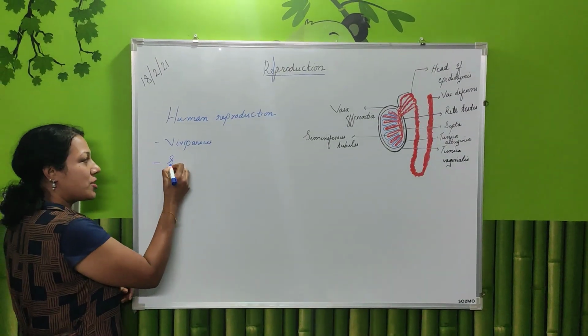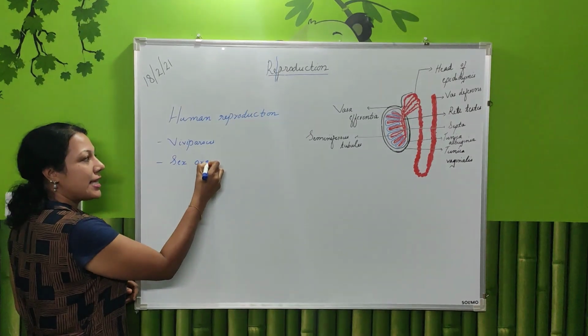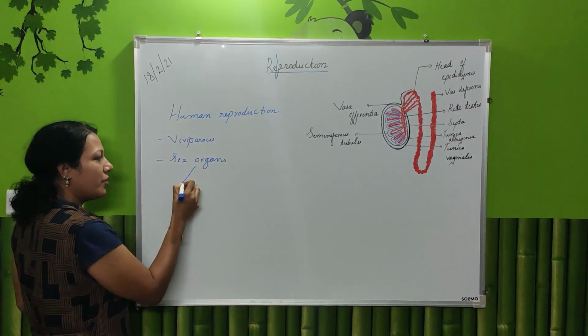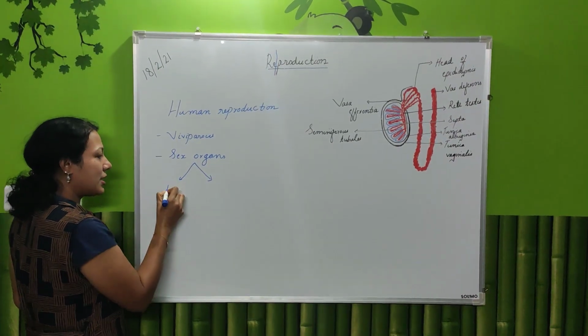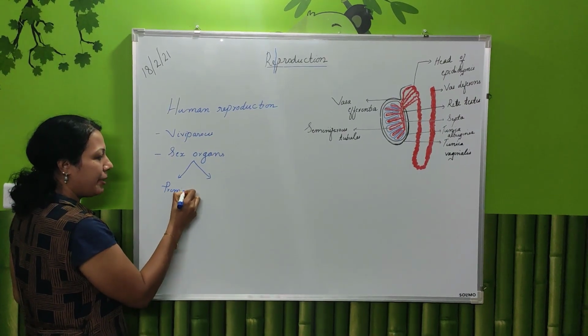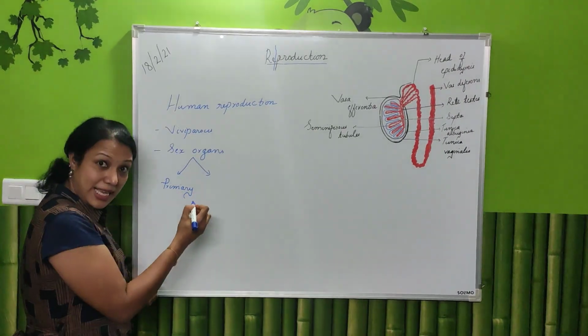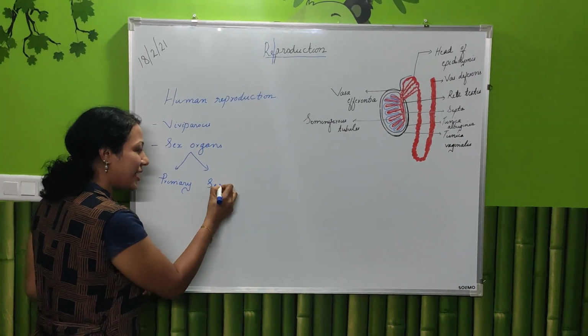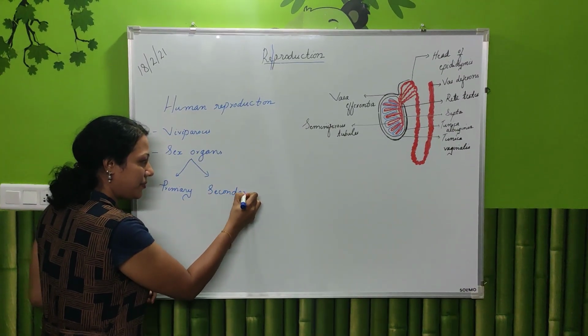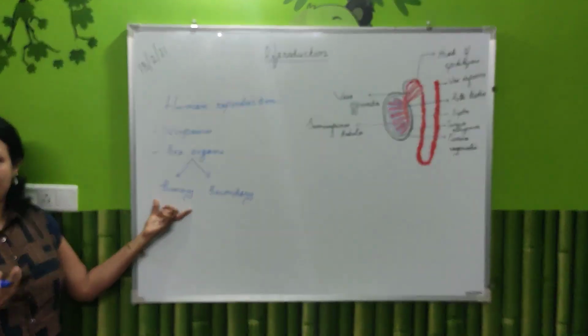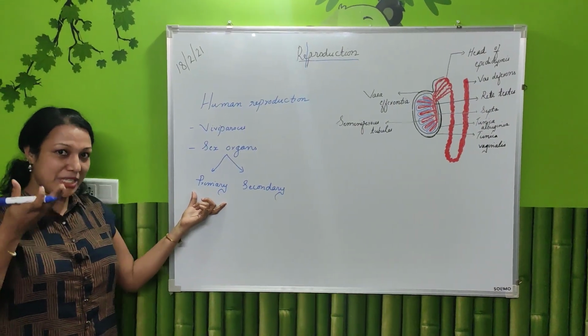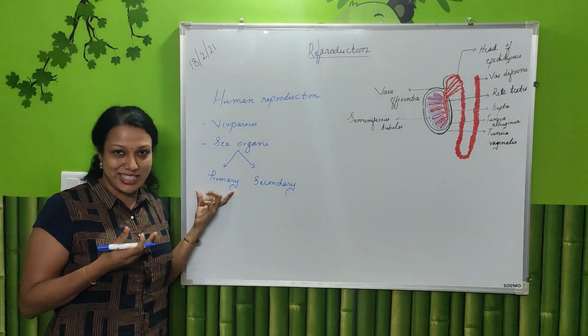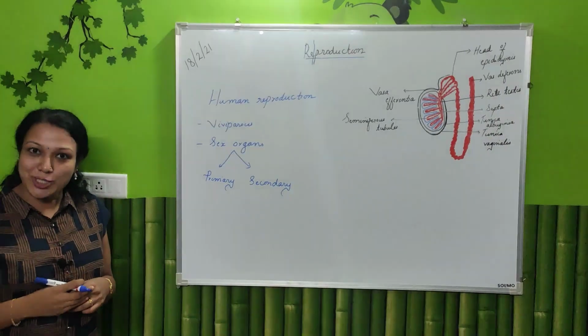Now, we have sex organs, right? When you look at sex organs, we have two types of sex organs, right? One we will call it as primary sex organs, and the second one we will call it as secondary sex organs. Okay. Now, primary, always primary means first. So, we have to give more importance here, right? So, what do you mean by primary sex organs?